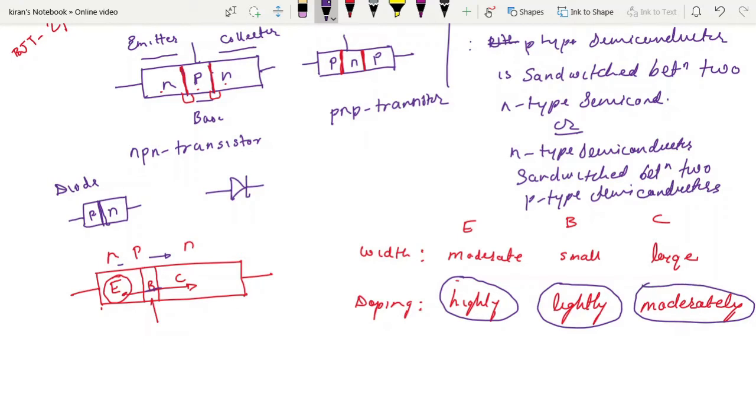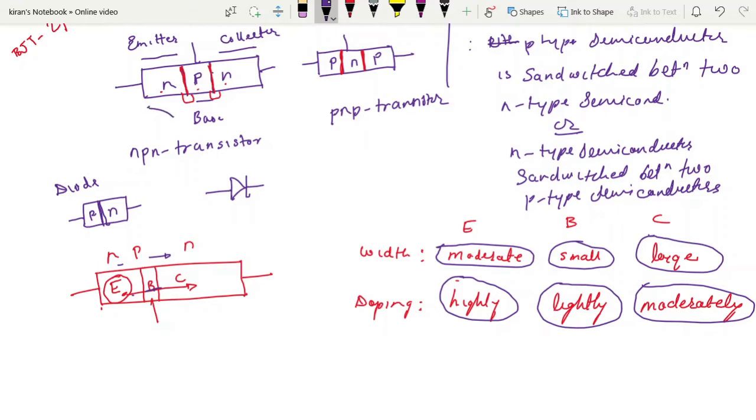For the width also, since this emitter is just providing the electrons, it does not matter what the size of this emitter is, that's why it has a moderate size. Since the electrons from emitter need to transfer to the collector, the width of this base needs to be very, very small. So that's why the width of the base is very, very small. And similarly, since the electrons are collected at the collector side, the ejection of electrons into the collector side will generate a large amount of heat, and that heat needs to be dissipated, and because of that, in order to dissipate a large amount of heat, the size of collector needs to be large, right?